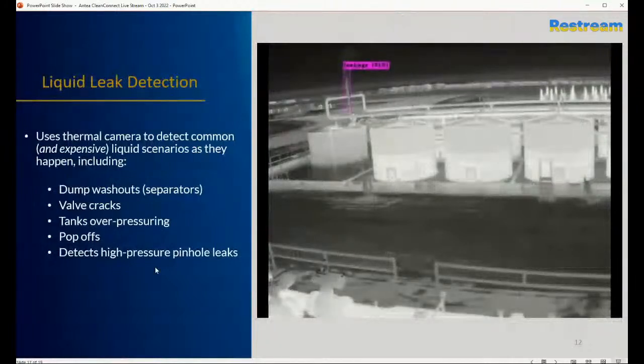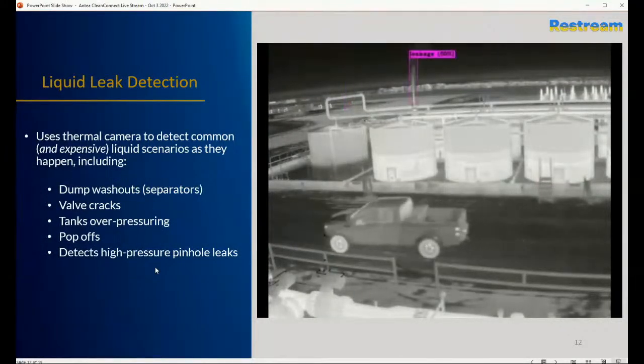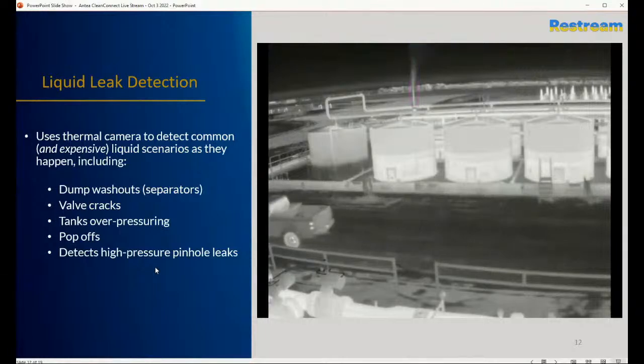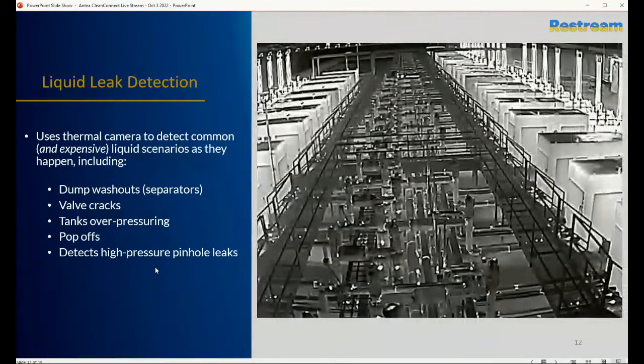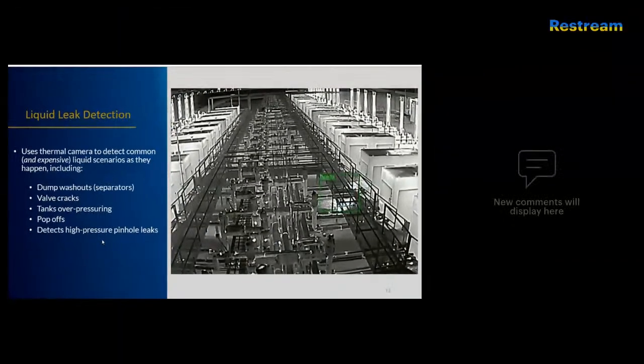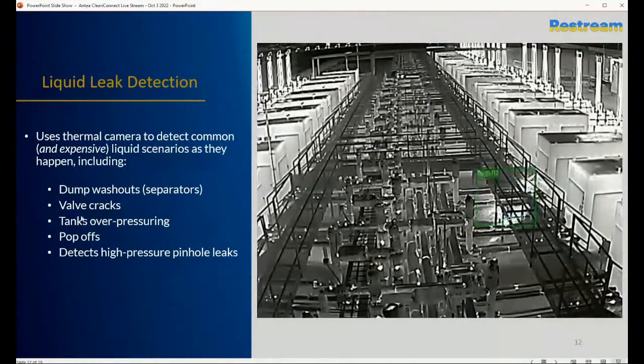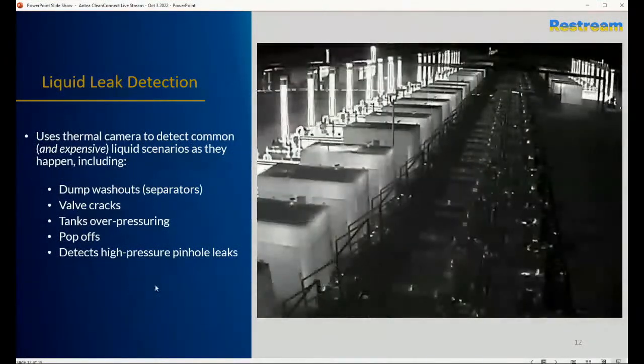This is an example using the same thermal cameras to do liquid leaks. So we can find dump washout, valve cracks, tanks overpressuring, pop-offs, and detect high pressure pinhole leaks. Because if you can detect a leak quickly, you can fix it for thousands. If you have a fire tube failure, it could cost you $1 million. And a big environmental problem.